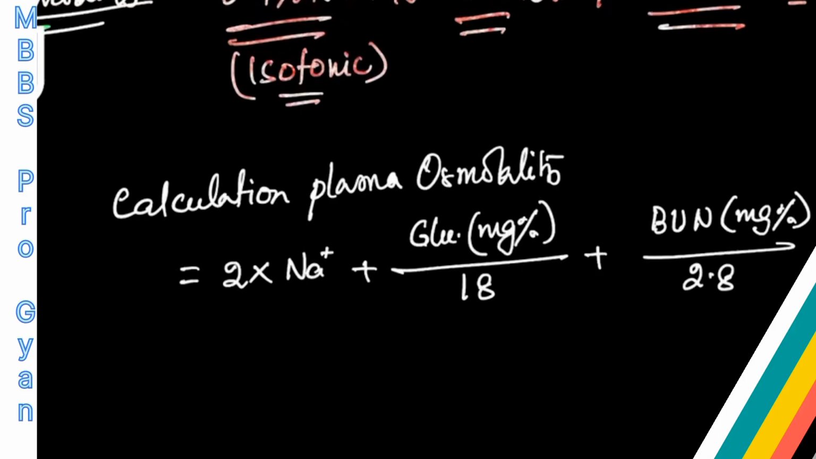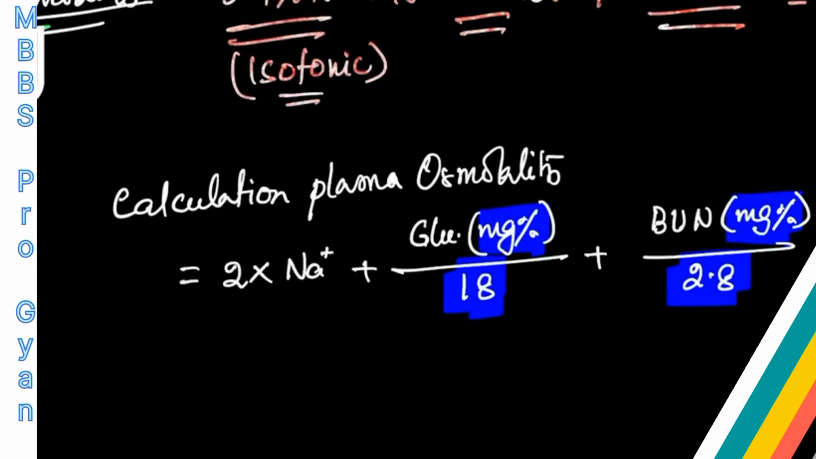It may be milliequivalent per liter or maybe millimole per liter. There is no problem. But you must remember that when glucose is in milligram percentage, and blood urea nitrogen is also in milligram percentage, then you have to divide these by 18 and 2.8 respectively, and you are going to get the osmolality of the plasma.